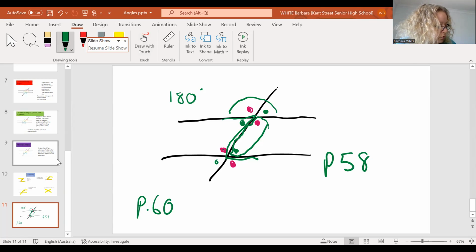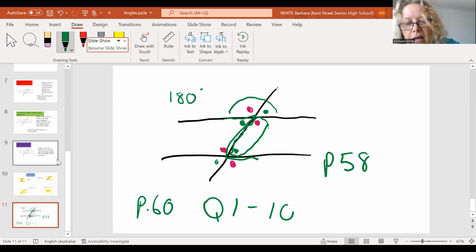And I want you to do as much as you can up to question 10. Questions 1 to 10. Now you choose the questions that you do. So if you feel like this is easy, you can go through a little faster, do a couple from each section. Have a go at question 10 because it looks pretty tricky. If you're having a bit of trouble, just start from question 3.